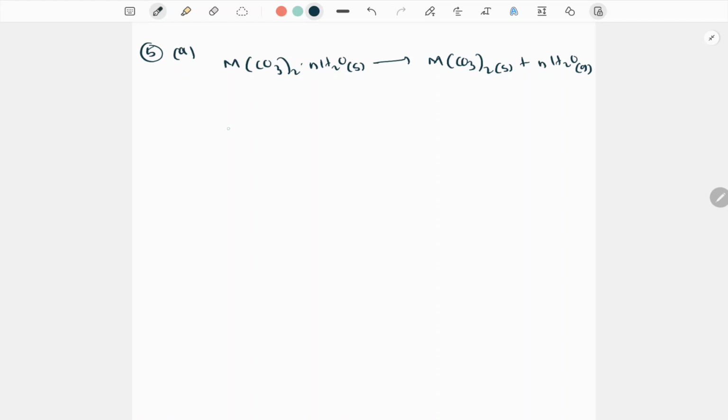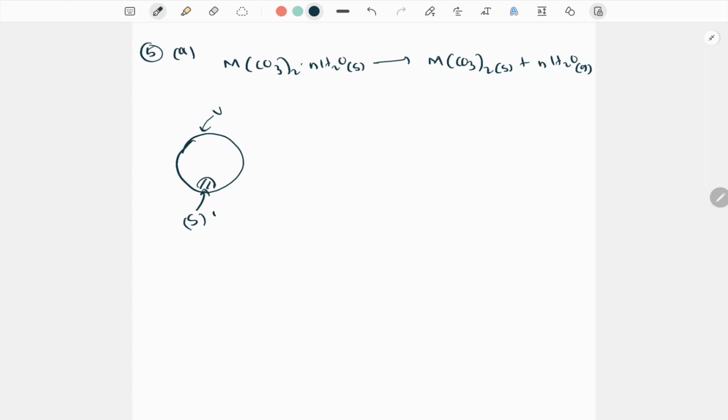undergoes thermal decomposition as an equilibrium giving the oxide of M and carbon dioxide. A small amount of it, 0.1 mole of the hydrated carbonate of M, is present in an evacuated rigid container of this volume. There is a container. In this one, this hydrated carbonate solid is present, and the volume of this container is given, this value.